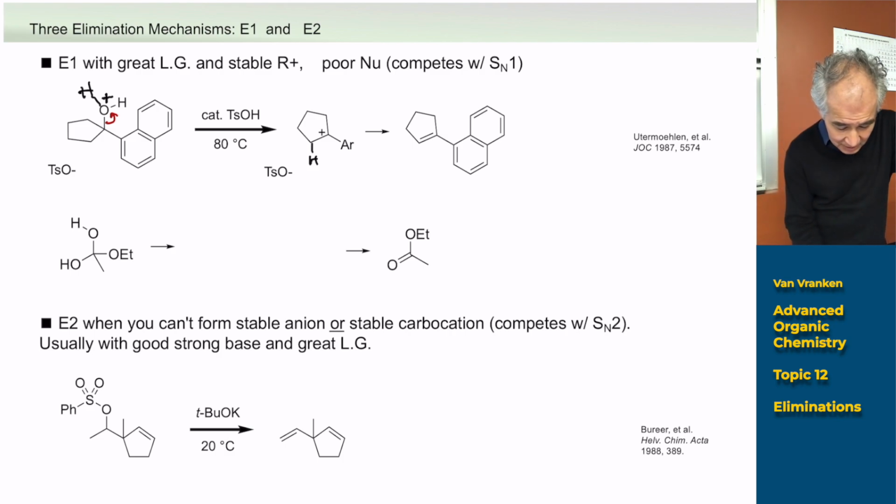So under these circumstances, because the tosylate is not a good nucleophile, you don't have a decent nucleophile in here, what happens is that you're simply going to pull off a proton from next door, and that's going to lead to an elimination.